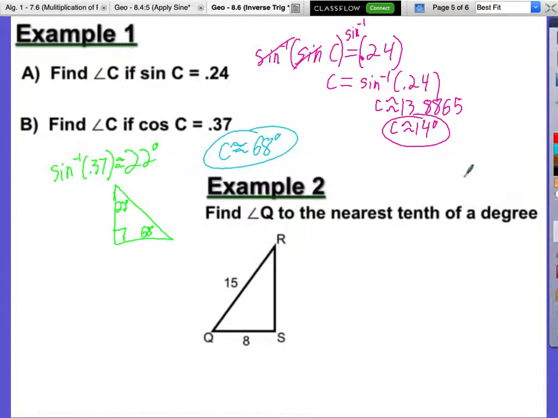Okay, so angle Q comes back. We need to find angle Q, but we don't know any of these other angle measures. By the way, this is a right triangle. We have to know it's a right triangle. I should draw it right there. Make a note for next year.